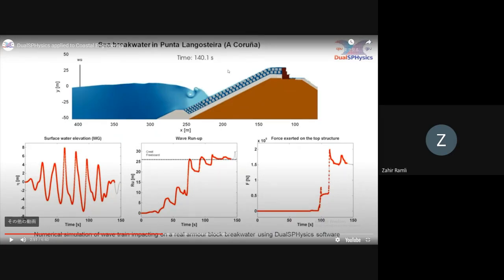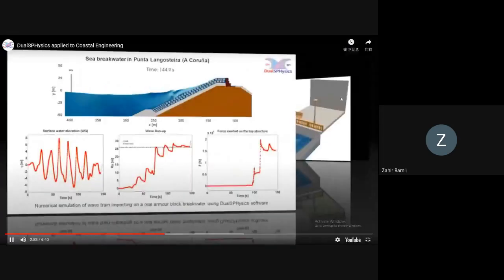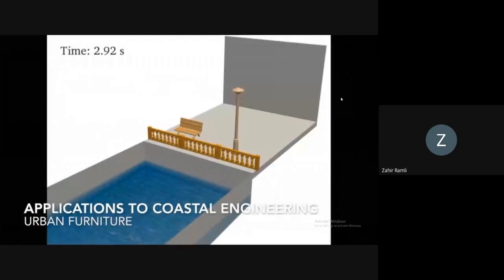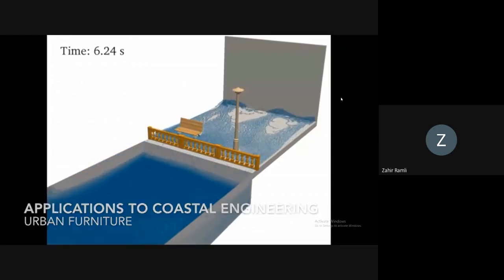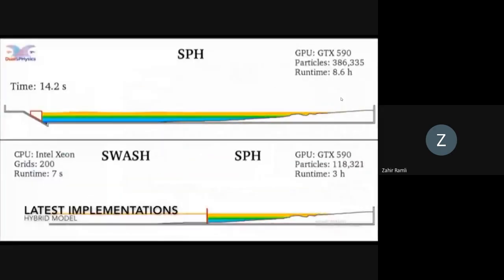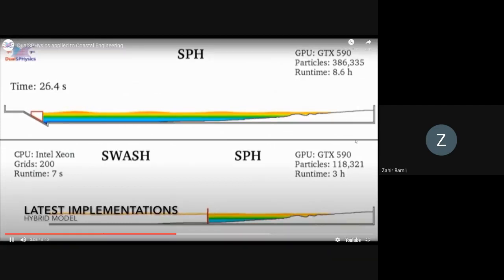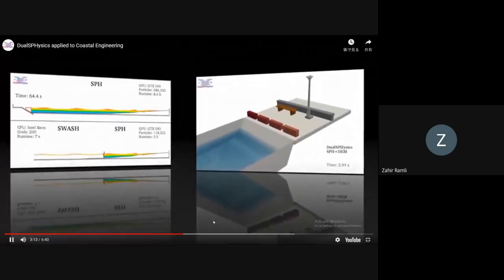You can letak point kat sini, kat mana-mana point. And then you can compare with the one that you ambil in situ ke, ataupun you buat dalam numerical tank ke, kat Nahalin, for example. Okay. Okay, so urban furniture. Maksudnya kalau orang letak macam-macam kan kat tepi pantai Miami tu. Okay, ni sama. Ni kalau you ada different bathymetry, what will happen? Ni pun sama.